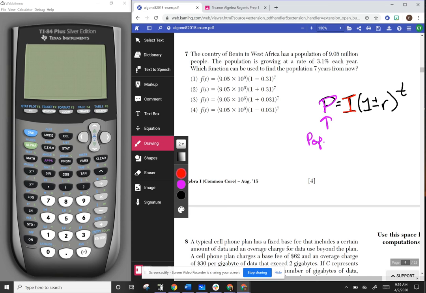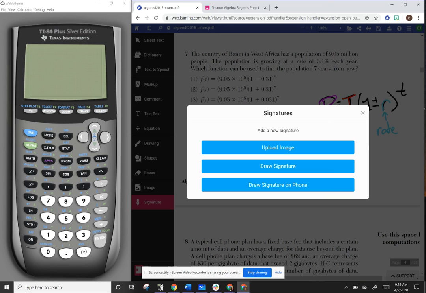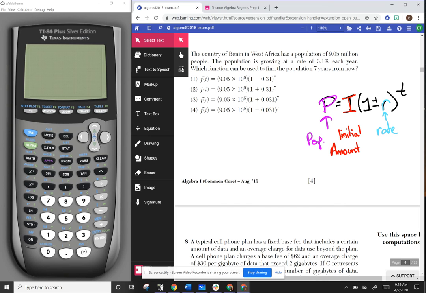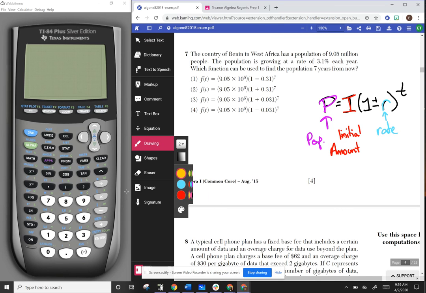The I is going to be the initial amount. R is going to be the rate. And T is going to be time. So we need to factor in all the information from this question now.